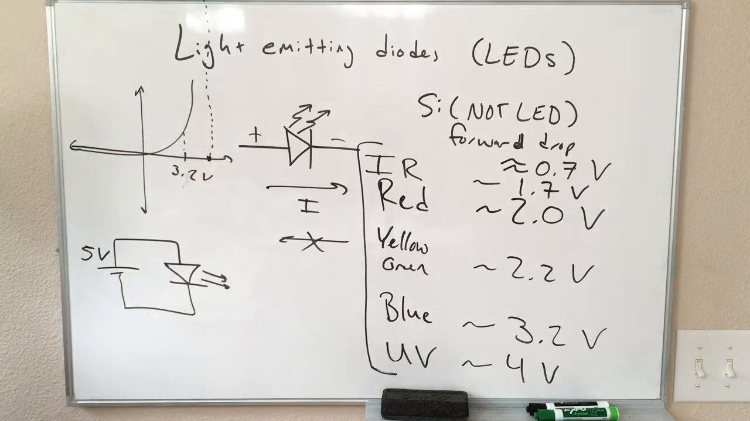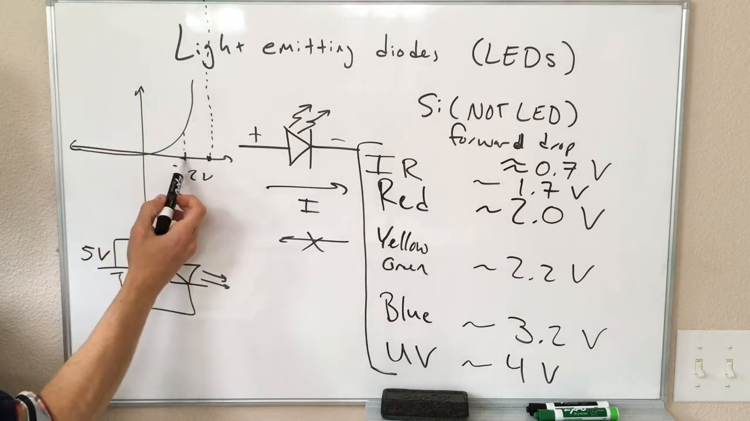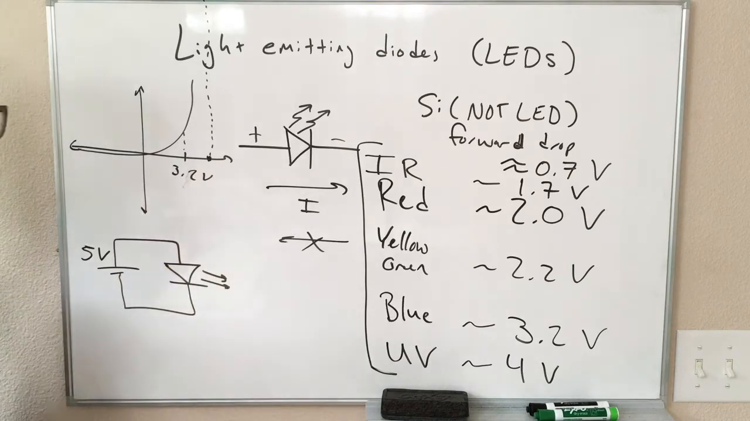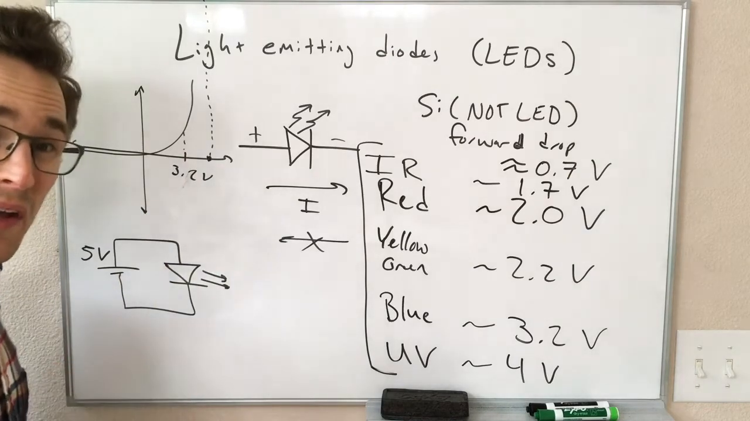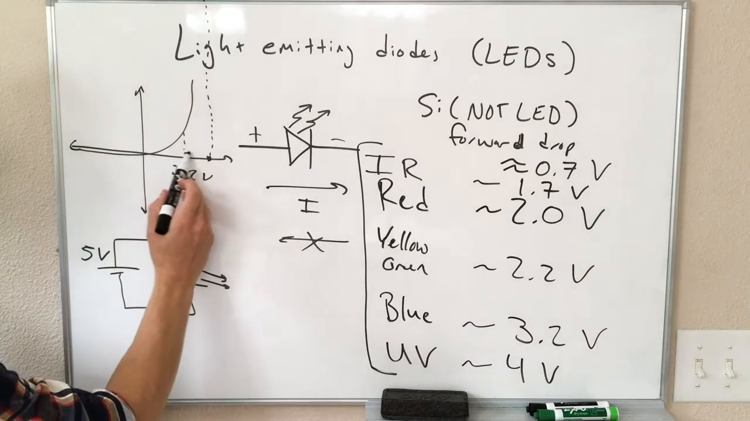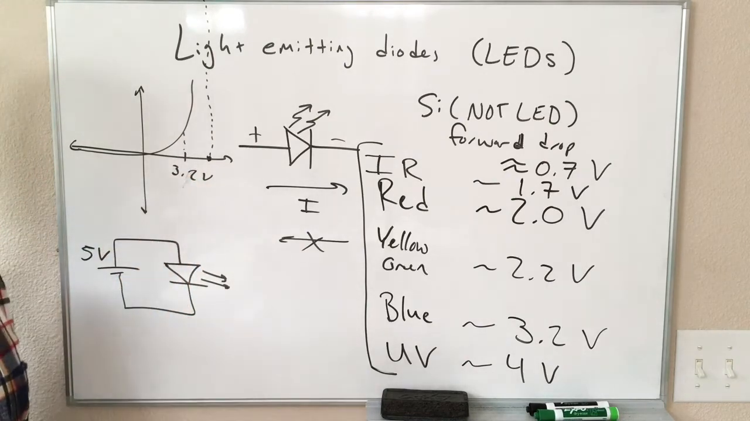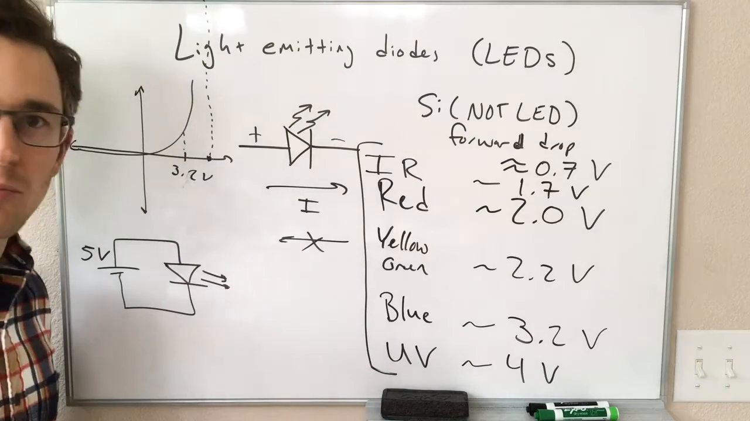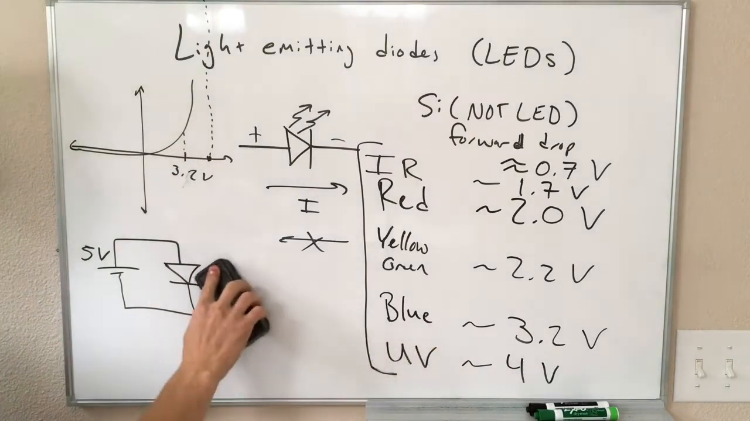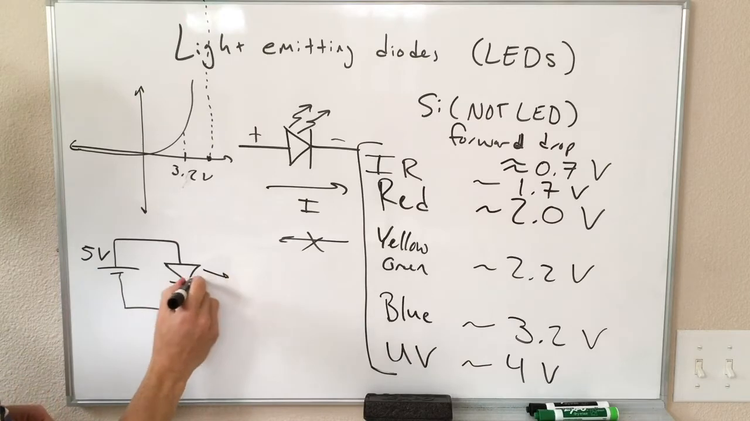So we never want to do something like connect an LED directly to a voltage source because of this exponential behavior. You might say, oh, well, what if I have it exactly at 3.2 volts? Would that be okay? Yes, but if there's any variation in that, you're going to change the amount of current flowing by a very large amount, and so that's considered bad practice.